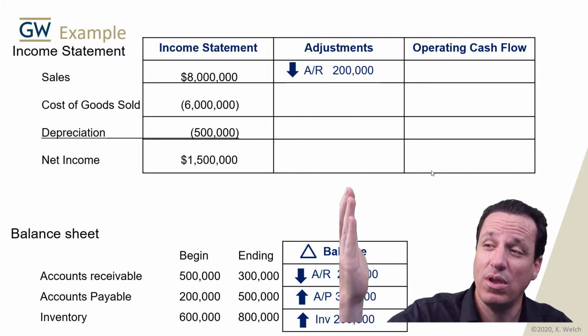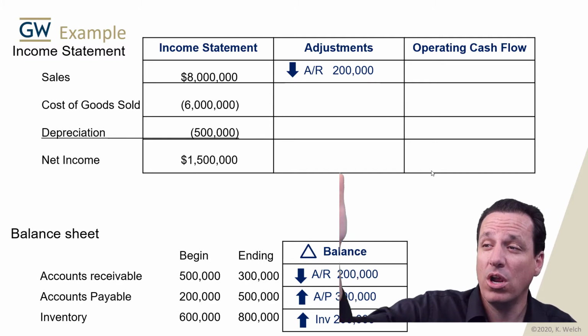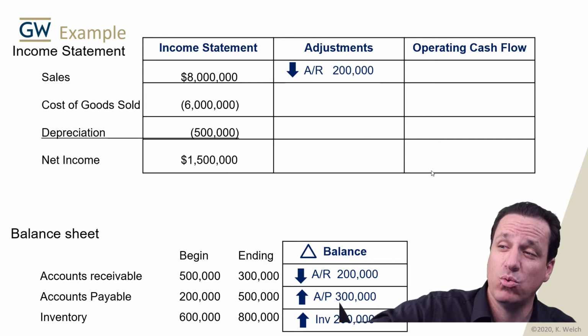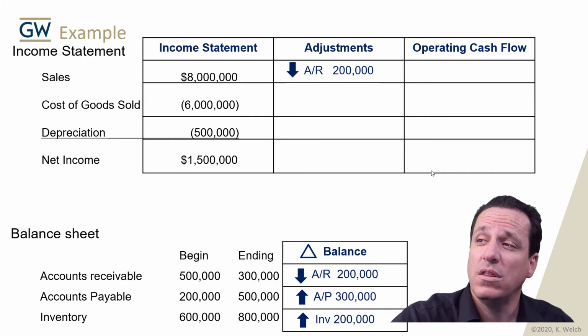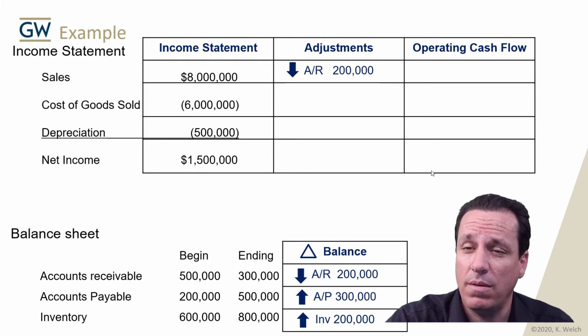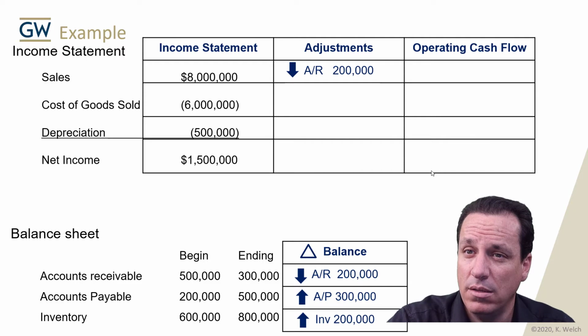So all we have to do is say, okay, accounts receivable went down. That means we have more cash. We're going to add that 200,000 to 8 million to get to the operating cash flow column. So that's our net adjustment for sales.